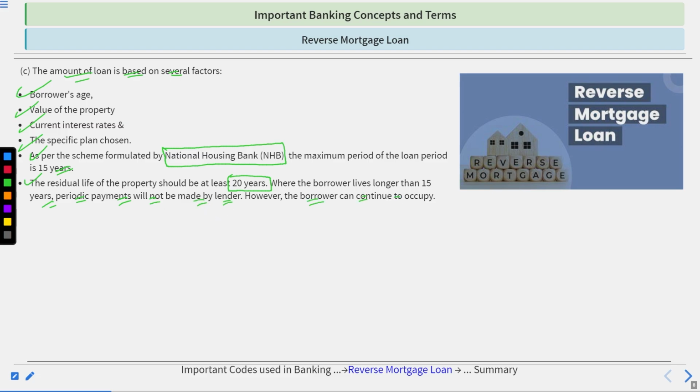However, the borrower can continue to occupy the property and is not required to repay it. The repayment is only required when the borrower is not alive. But if he is alive and lives more than 15 years, the bank is only obliged to pay him up to 15 years. Above 15 years, however long he lives, he will not be entitled to receive any payment from the lender. But he has the right to occupy the property until he dies.